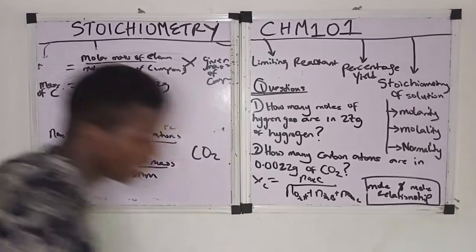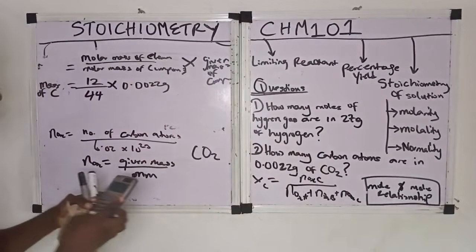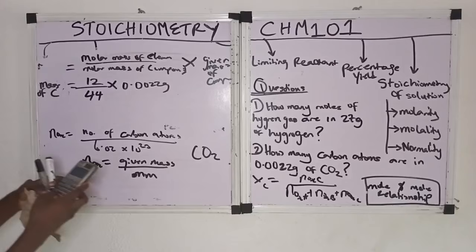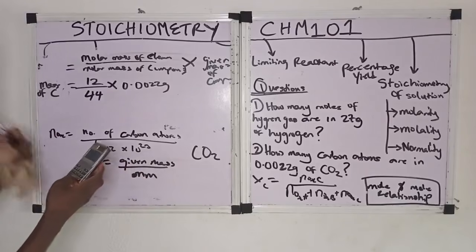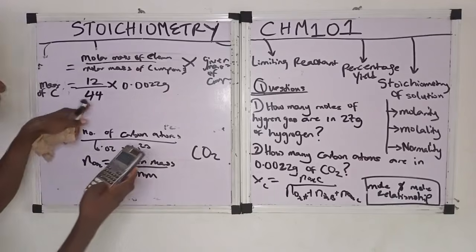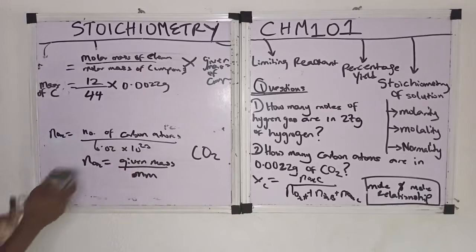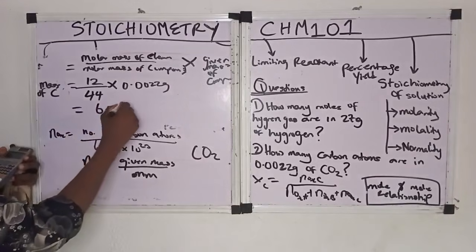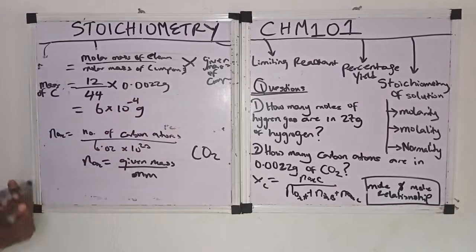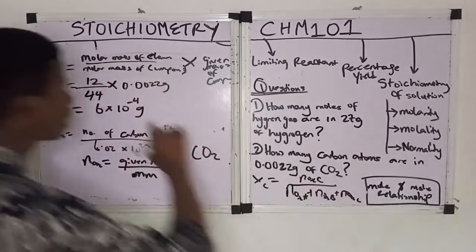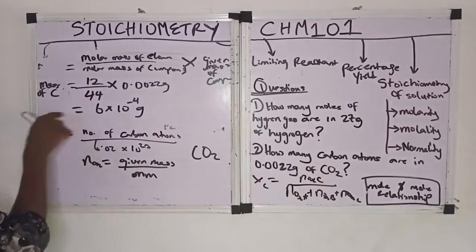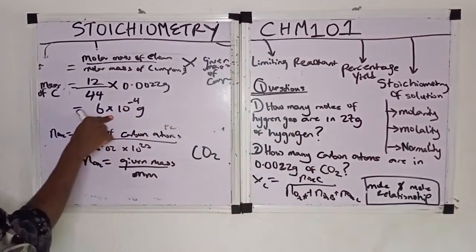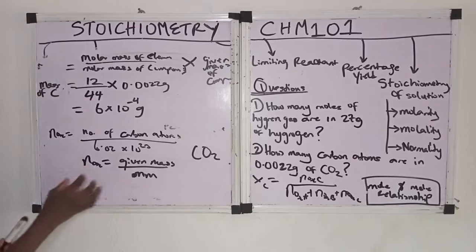So if we do everything, we get something like this: 12 times 0.0022. Let me do it first. If you multiply, we have 0.0264 divided by 44. So if we do it, the mass of carbon is 6 times 10 raised to power minus 4 gram. So we have gotten the mass of carbon inside carbon dioxide, which is 6 times 10 raised to power minus 4, right? So we go back to this place.